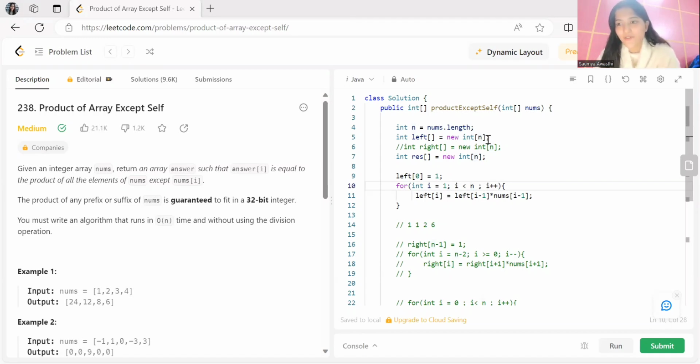Right. So as usual, first of all, we'll be starting with the problem statement, then the logic part, and then we'll be having a look at the coding part.